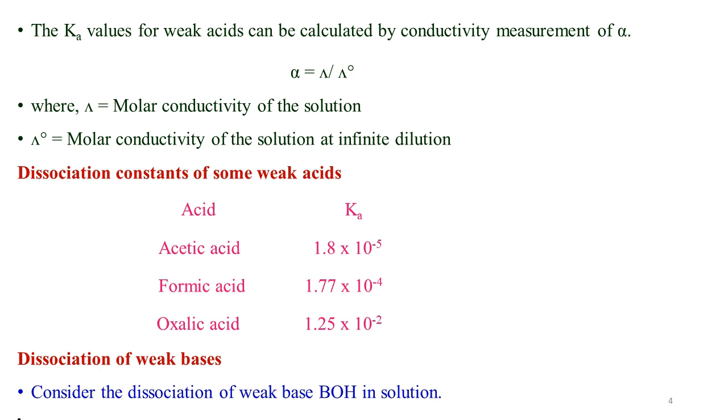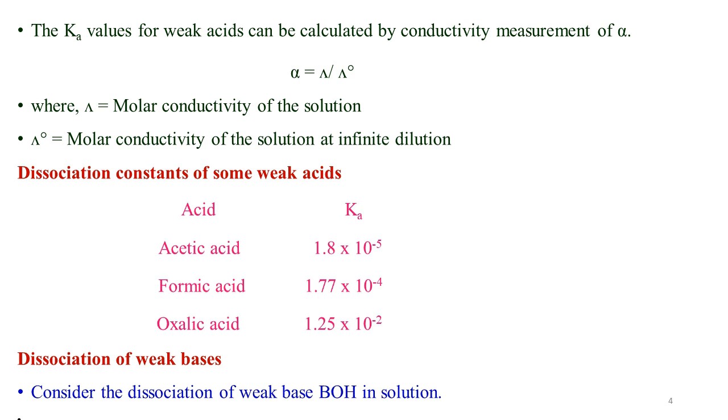Dissociation constants of some weak acids. Acid and Ka values. For acetic acid, the Ka value is 1.8 into 10 power minus 5. For formic acid, it is 1.77 into 10 power minus 4. For oxalic acid, the Ka value is 1.25 into 10 power minus 2.